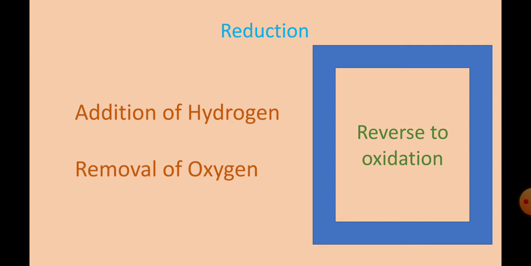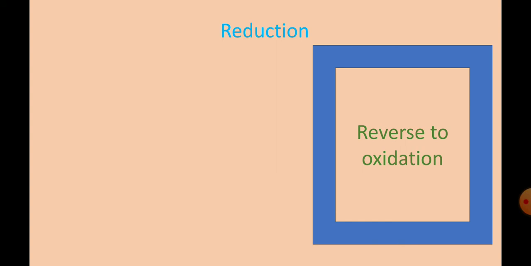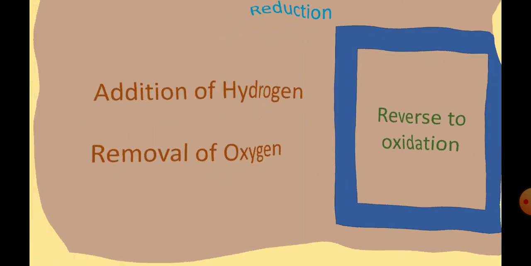So what is reduction? Either addition of hydrogen or removal of oxygen is called reduction. So in the previous slide we have seen oxidation and here we have seen reduction. Then the next thing we have to discuss is the examples for these processes, examples for oxidation and reduction.